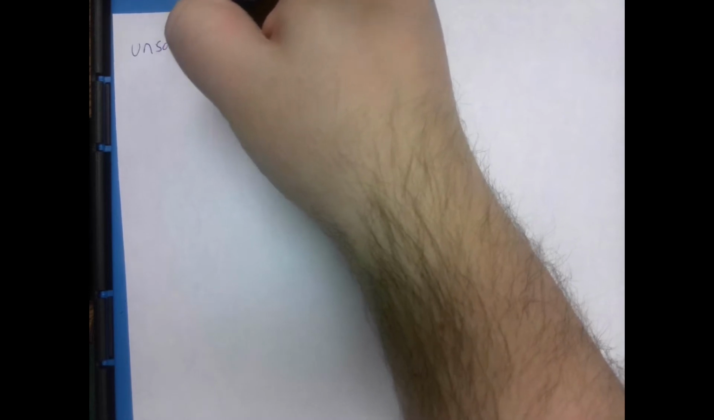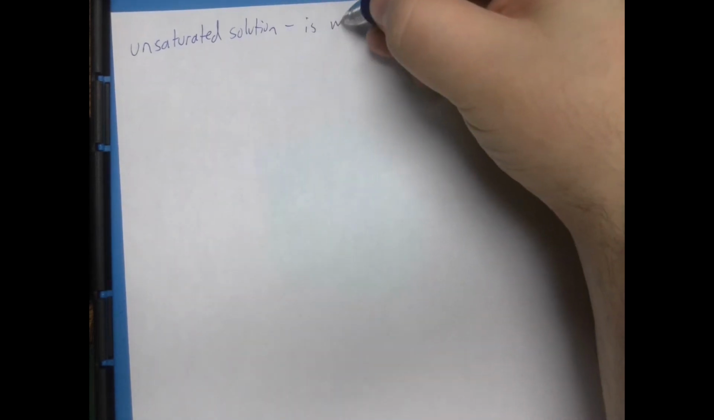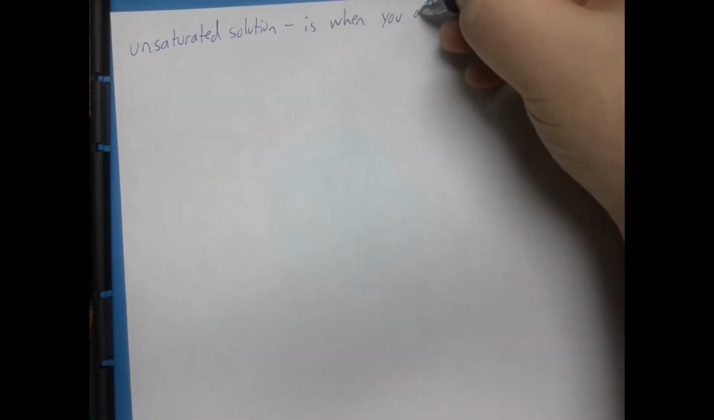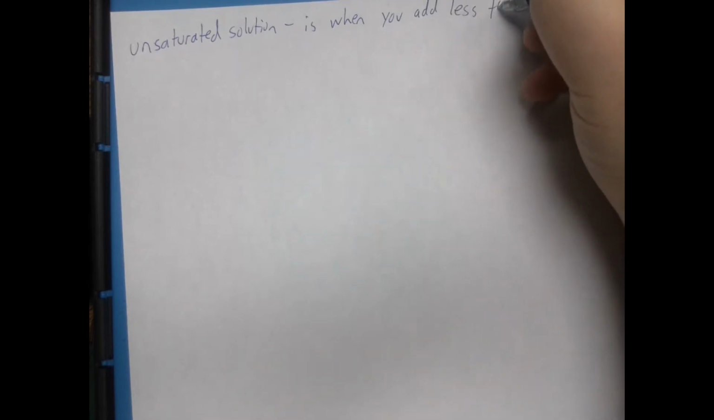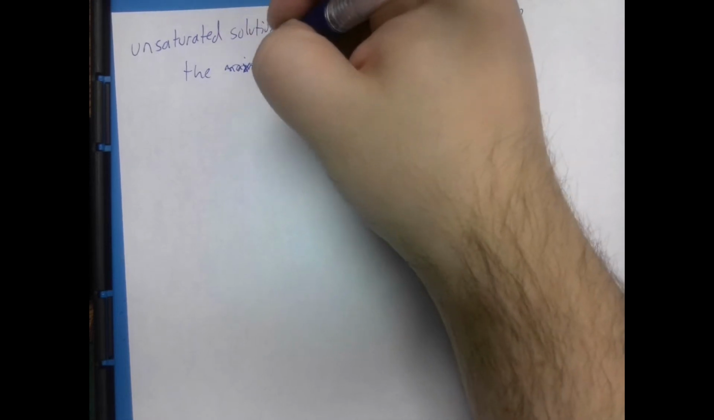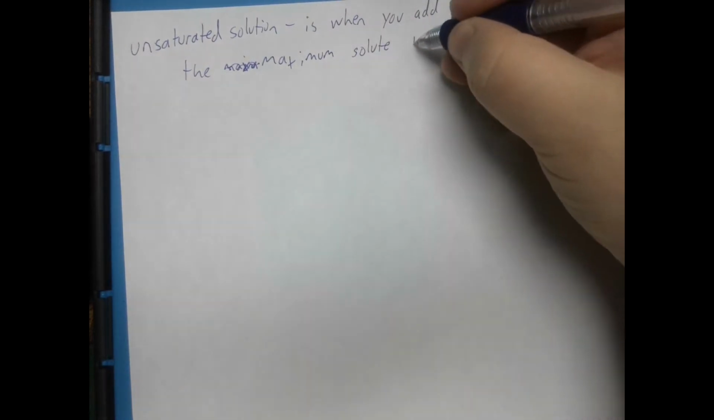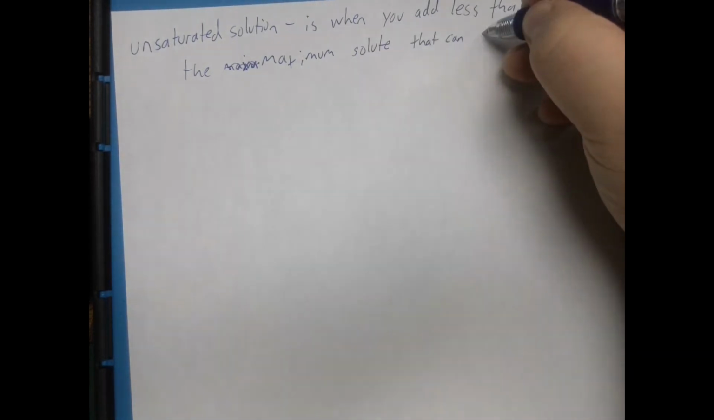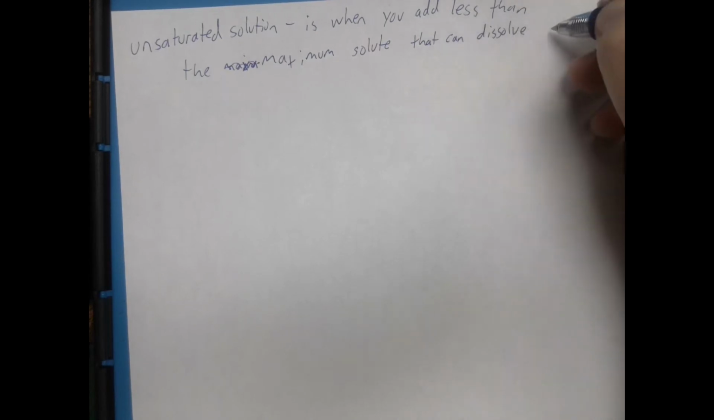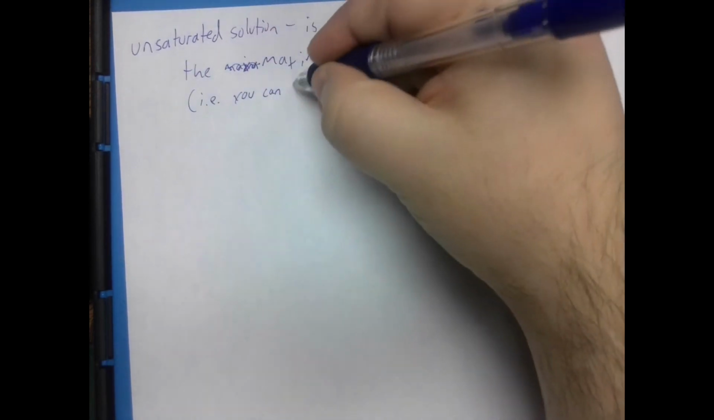So an unsaturated solution is when you add less than the maximum solute that can dissolve, i.e., you can still add more and get it to dissolve.